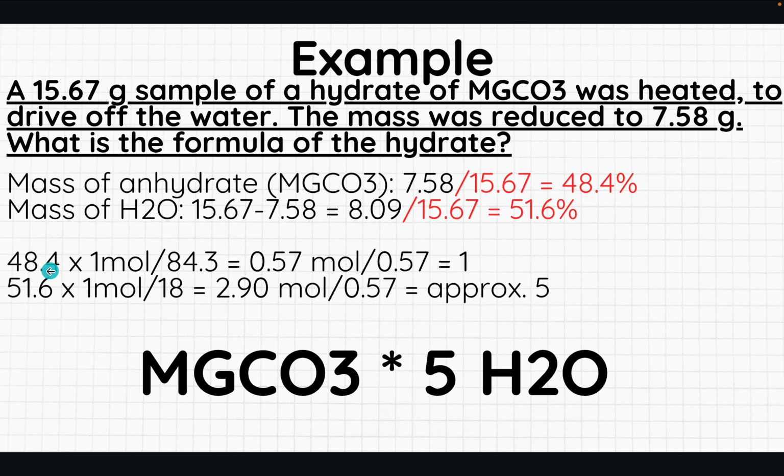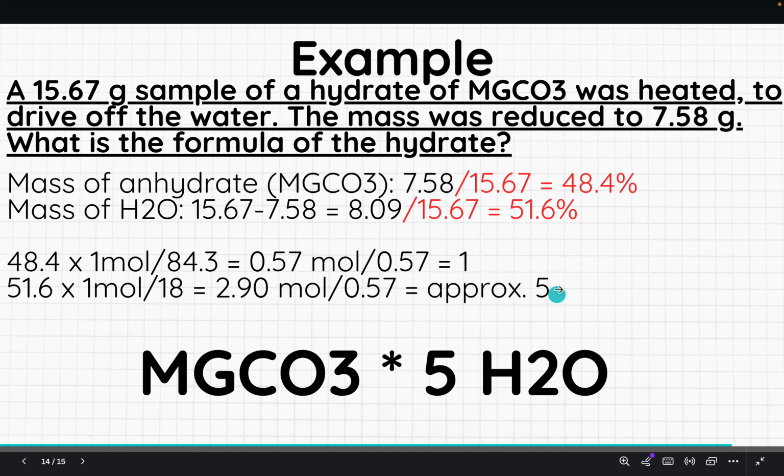Then we use the empirical formula method that we did. So 48.4 grams times 1 mole divided by 84.3. 84.3 is, by the way, the molar mass of this. And then that equates to 0.57 moles. And then 51.6% of H2O. So the molar mass of H2O is 18. So 51.6 times 1 mole divided by 18 grams is 2.90 moles. Divided by the smallest, which is 0.57. So this means that there is one of these, and this means there are 5 H2Os.